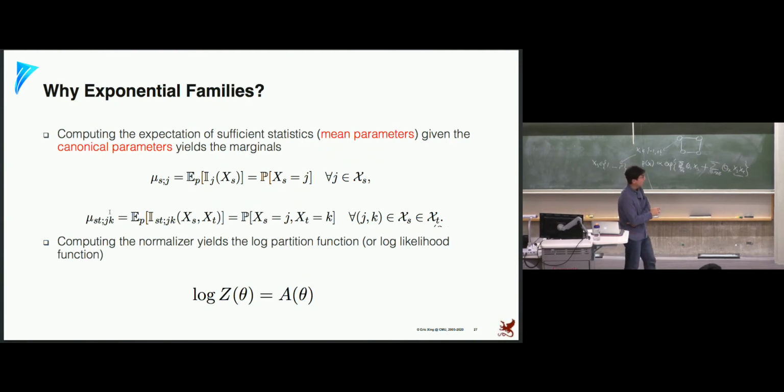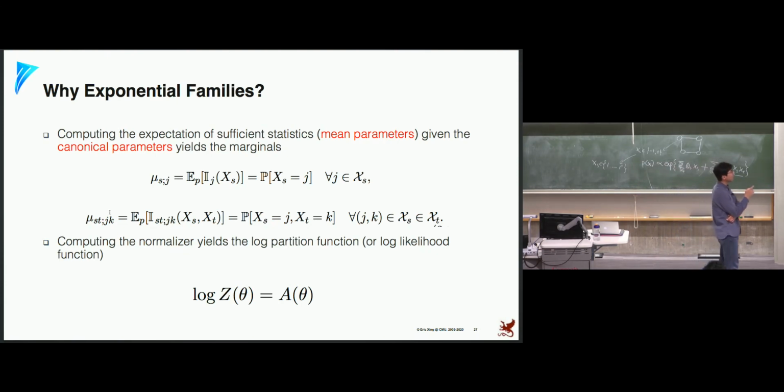And we said we want to infer. What we want to infer in an inference task is oftentimes the singleton marginals or the pairwise marginals or the partition function. And the reason why we're interested in representing distributions or our Markov network in the exponential family is because in the exponential family, these things are very nicely represented.